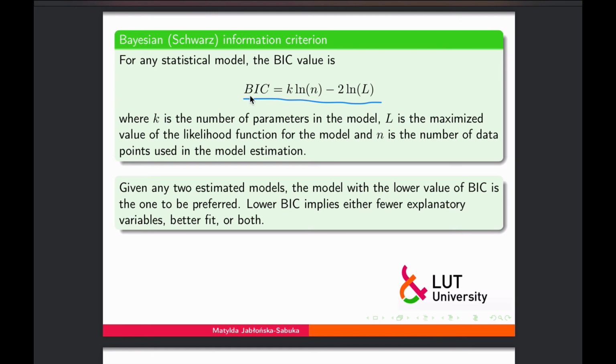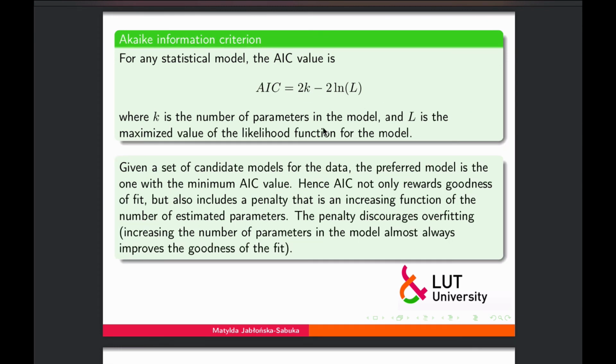So the idea is to minimize this one, because we are maximizing L, but since it's with a negative value, then we want to minimize this overall. So also we want to minimize the number of parameters used in our fit. The Akaike information criterion is given by this formula. So we take into consideration how many parameters our model has, and then how good is the fit by maximizing the likelihood function. So the information criterion should be minimized because likelihood is maximized, but it's with negative value.